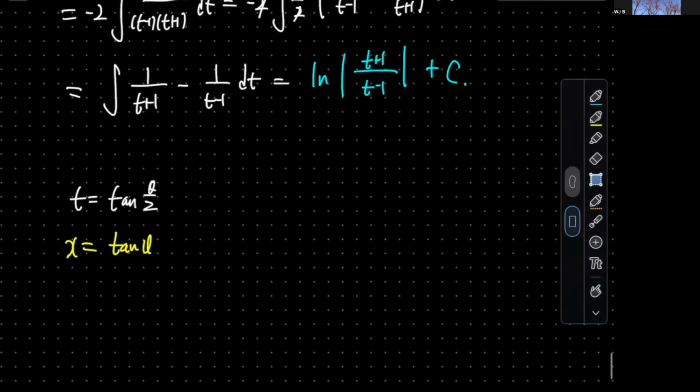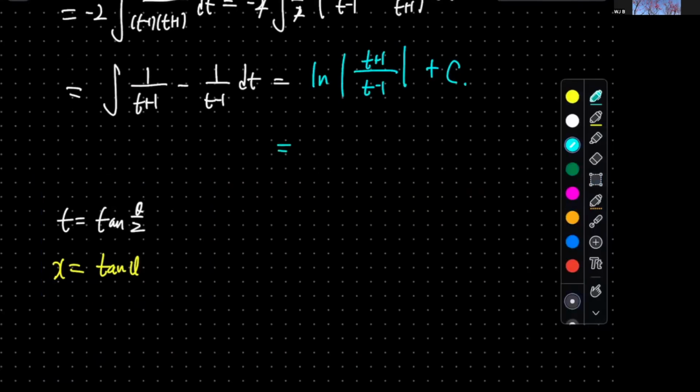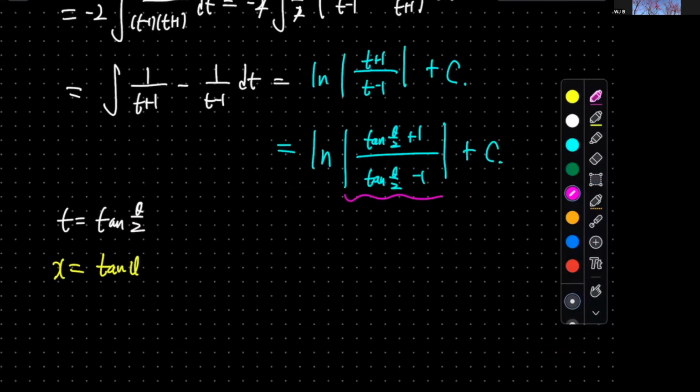So what would you do? If I put it back in terms of theta first, I get the ln of absolute value of (tangent theta over 2 plus 1) over (tangent theta over 2 minus 1) plus c. But my job is to put it in terms of x. For that, what would be the best way to start? From here, you've got to do something to make it into a form in terms of x more nicely. What would you do? Our mission now is to put it in terms of x.